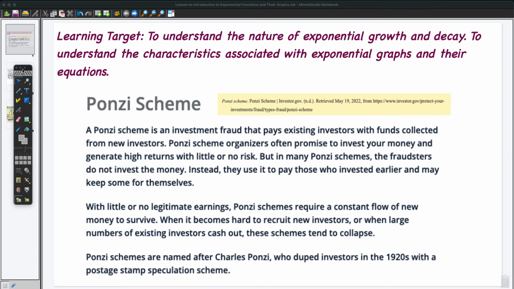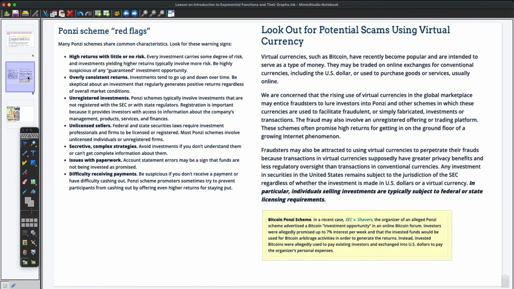So these are things to watch out for, particularly when you talk about red flags for Ponzi schemes. You should be looking at high returns with little or no risk, overly consistent returns, right? I don't do investing myself, but I'm assuming if you're getting double your money every week, then obviously something's going on there. They would be unregistered investments. They would have unlicensed sellers. They'd be very secretive and complex strategies. There would always be issues with their paperwork, and there would be difficulty receiving payments.